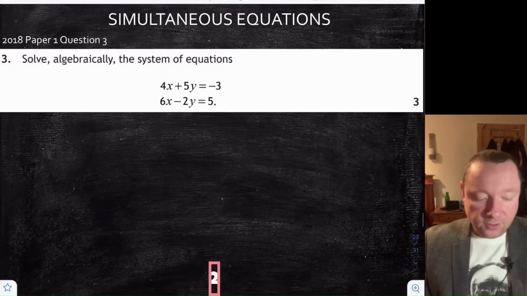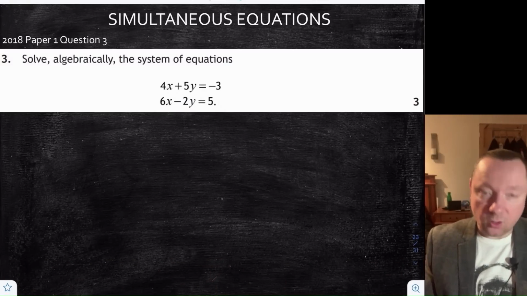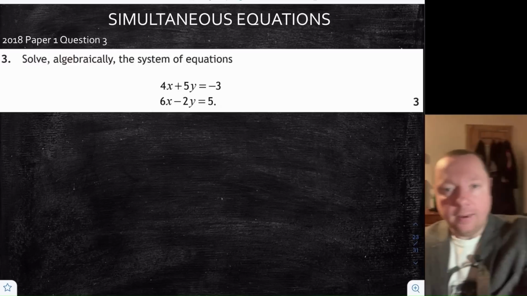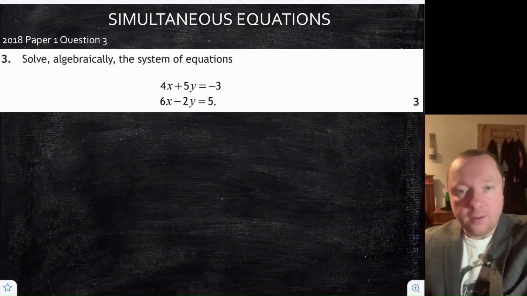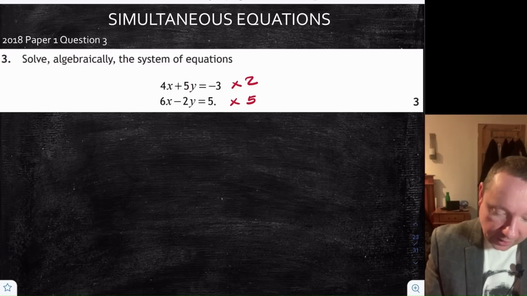So National 5 Maths 2018, paper 1, question 3. Solve algebraically a system of equations. As you say, it's the same thing over and over again. We just solve them the same way, make the x's or the y's the same. This time, I'll make the y's the same again. So I'm going to times this one by 2 and times this one by 5. This will give me 10 for both of them.